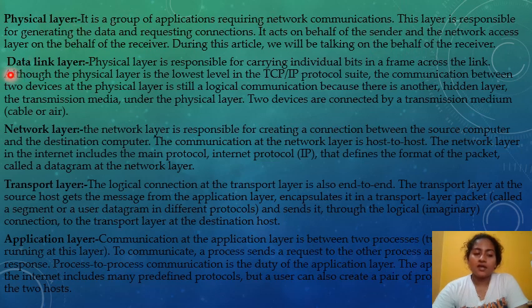Coming to the next layer, the data link layer. The physical layer is responsible for carrying individual bits in a frame across the link. Although the physical layer is the lowest level in the TCP/IP protocol suite, the communication between two devices at the physical layer is still a logical communication, because there is another hidden layer, the transmission media. Under the physical layer, two devices are connected by using a transmission medium, which can be cable or air.